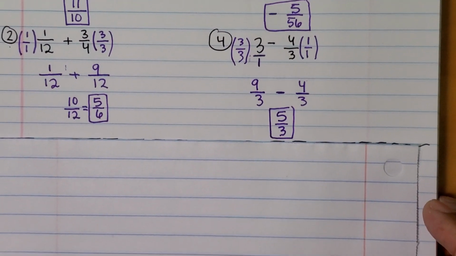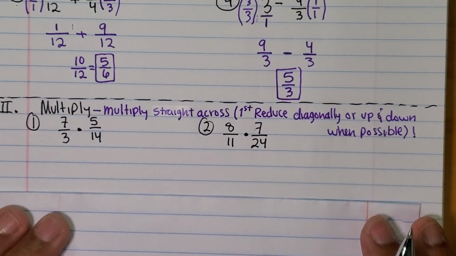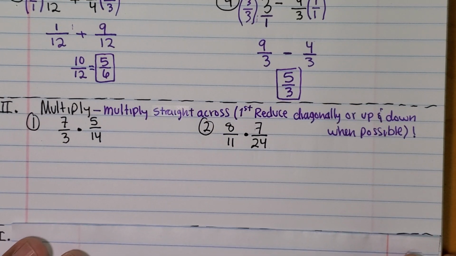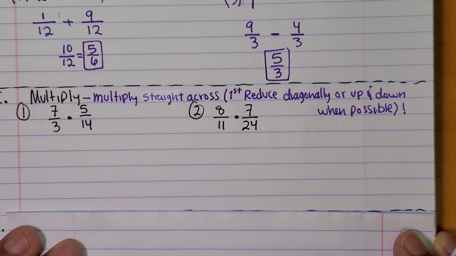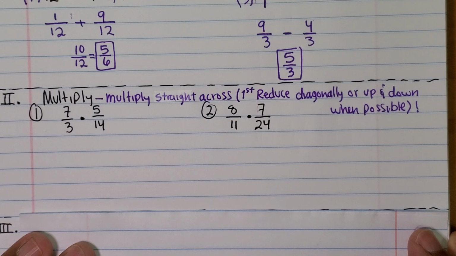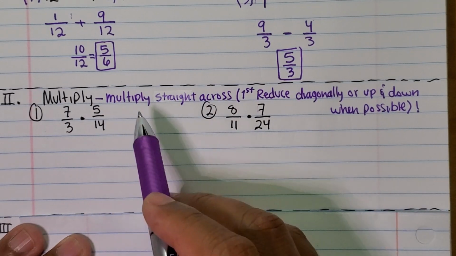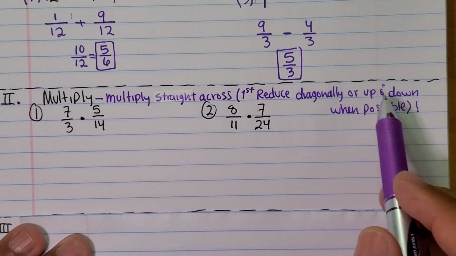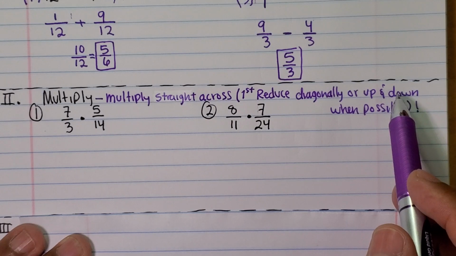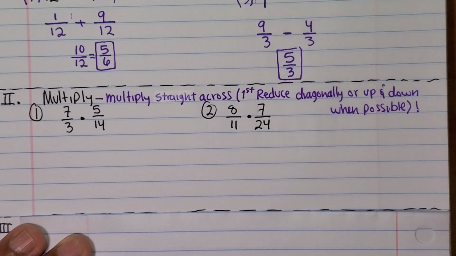Okay, the next section is for multiplication. On this one here, again, pause the video and copy the problems, and then once you've done that, you can go ahead and press play to continue copying the notes. All right, so for multiplication, we multiply straight across. But if you do this next part, it's going to make it much easier, more bearable and easier to understand how to multiply.